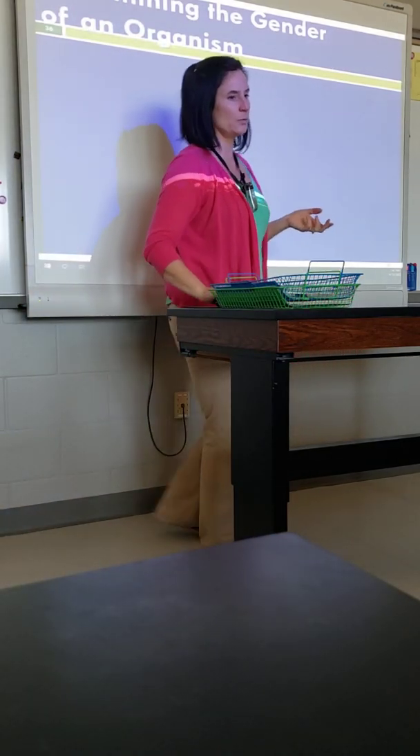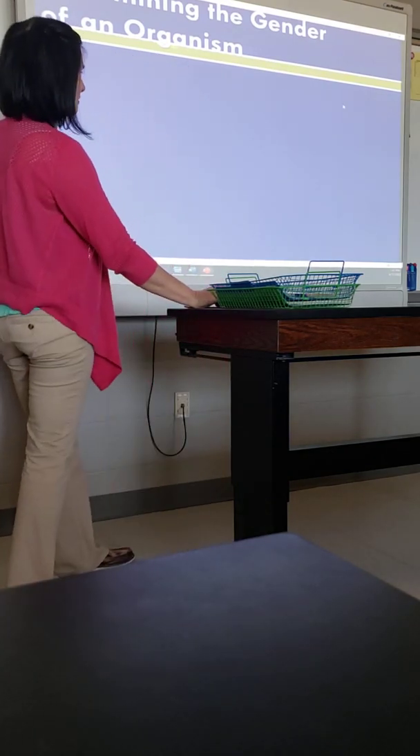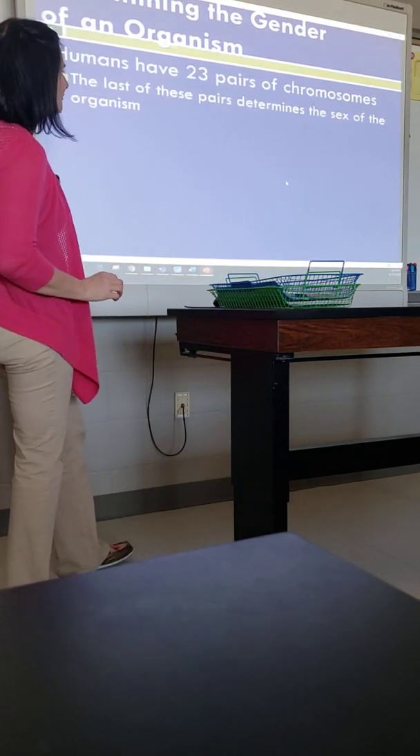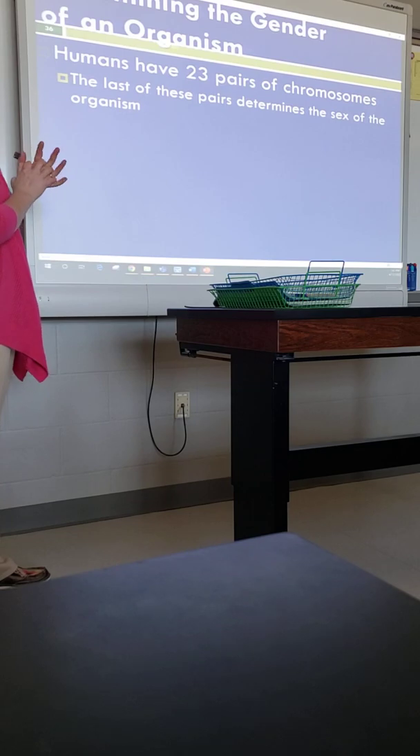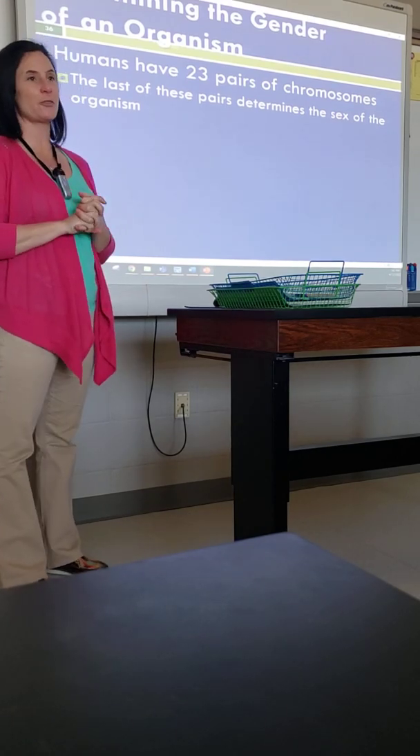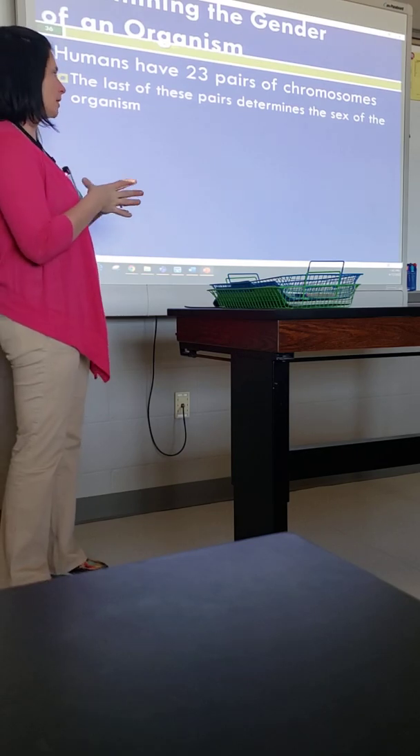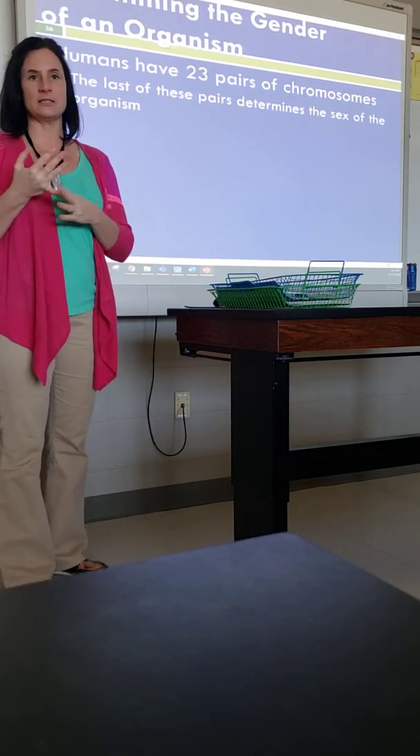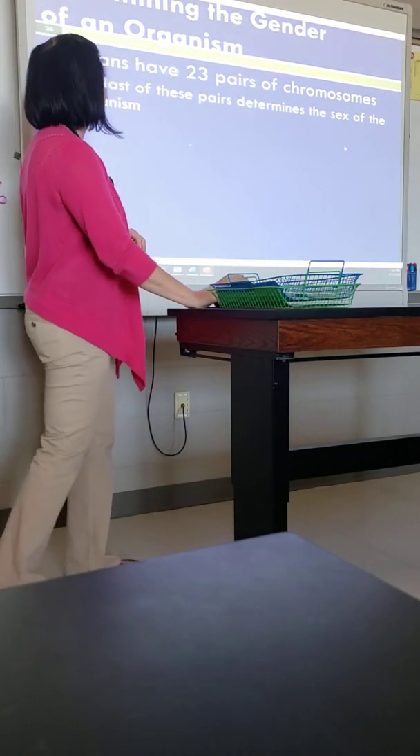Obviously, we know that the chromosomes are what's going to determine gender. And so humans have 23 pairs of chromosomes. The last of these pairs, chromosome number 23, is the one that is going to determine if the organism is a male or a female.